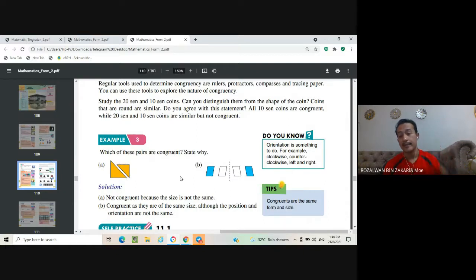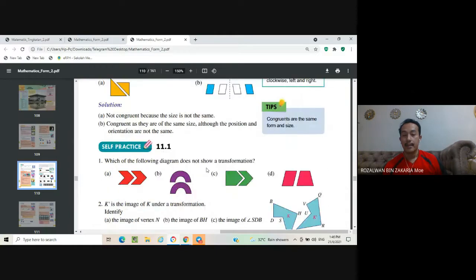And for B here, you need to compare the shape. The shape is the same and the size is also the same, although the position and the orientation are not the same. So for B, the answer is congruent as they are the same size, although the position and the orientation are not the same. Okay, so that's the answer for example 3. So the tip here: congruent shapes have the same form and size. So remember this one.